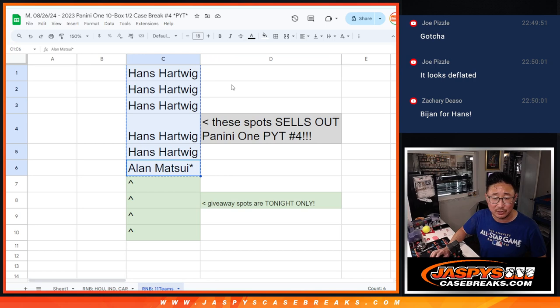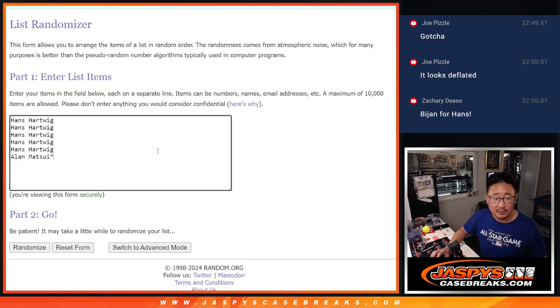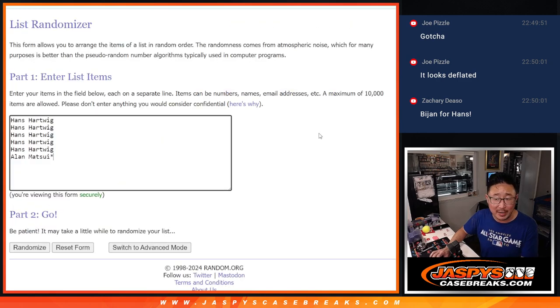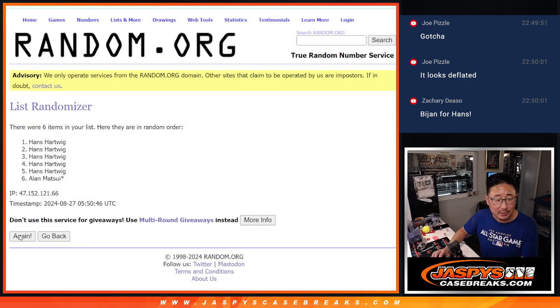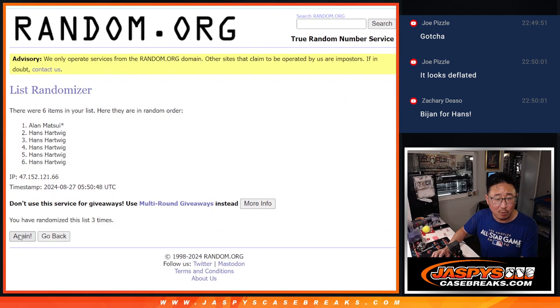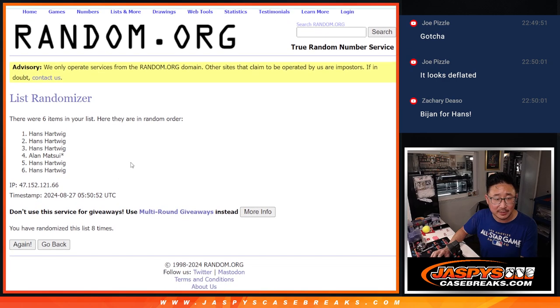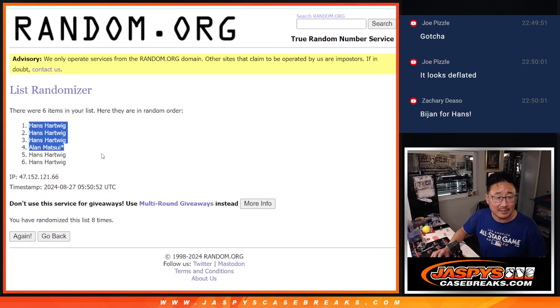Let's give away those extra spots. So top four after four and a four, eight the hard way. One, two, three, four, five, six, seven, and eight. There you go. Alan sneaks in with an extra spot. Hans, you got the other three.